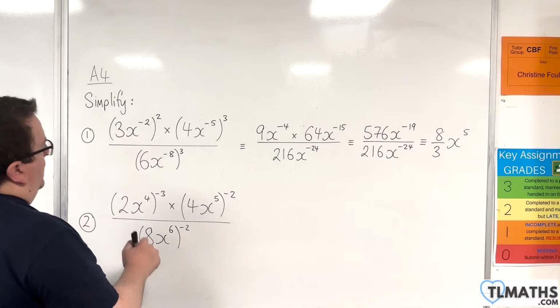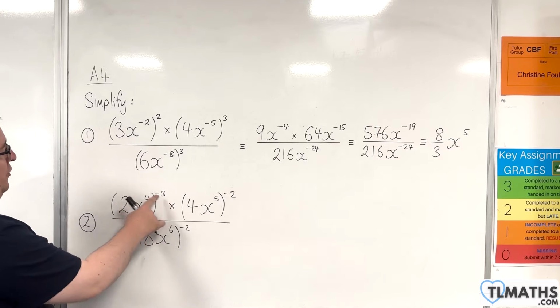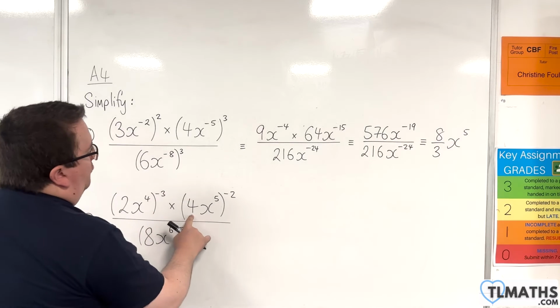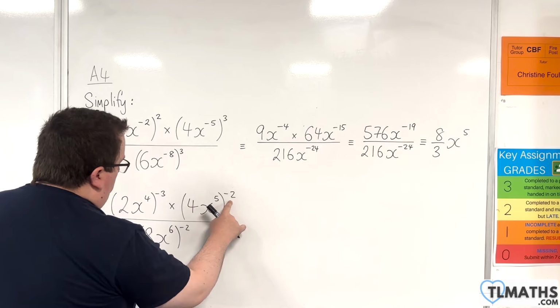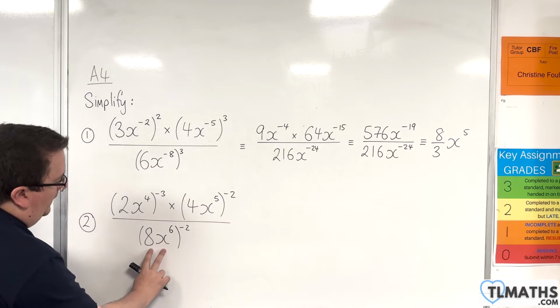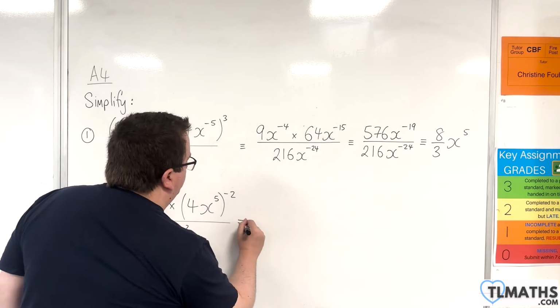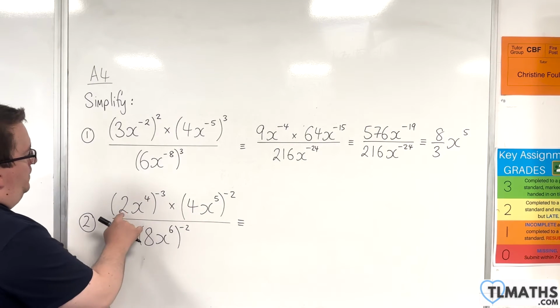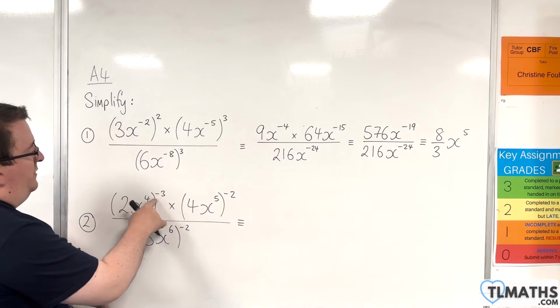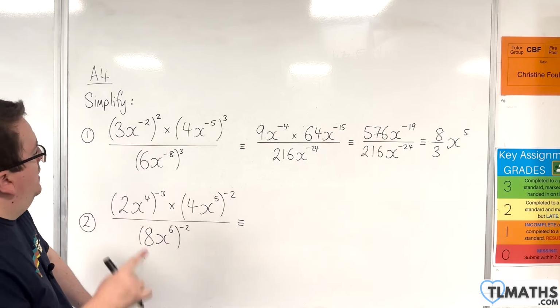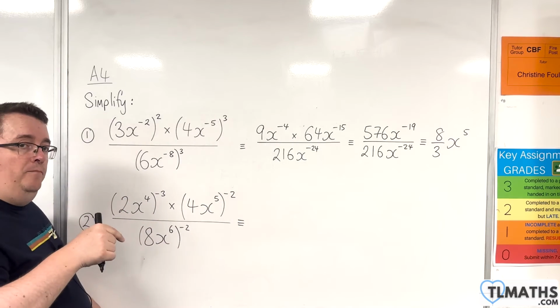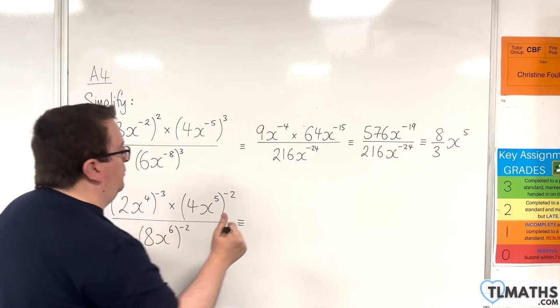So number 2, we have 2x to the 4 all to the minus 3 times by 4x to the 5 all to the minus 2 divided by 8x to the 6 all to the minus 2. So first of all, 2 to the minus 3. Now you can do that on your calculator if you like, but remember the minus sign means 1 over, so it's 1 over 2 cubed, which is 1 over 8.